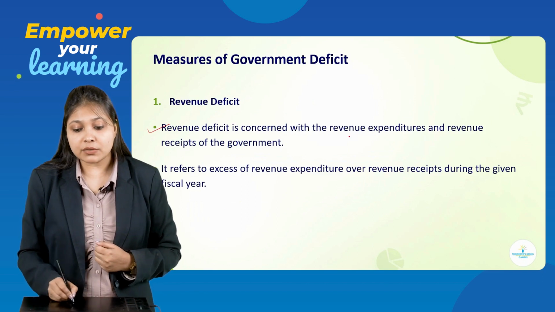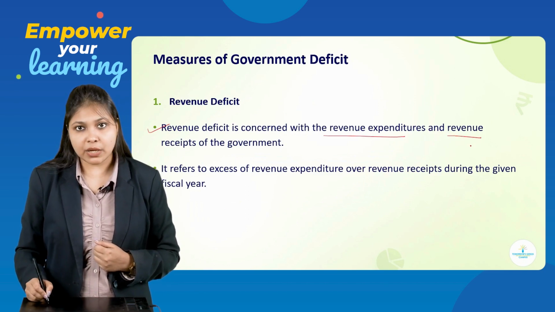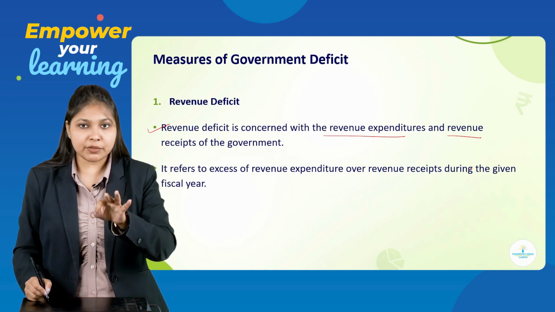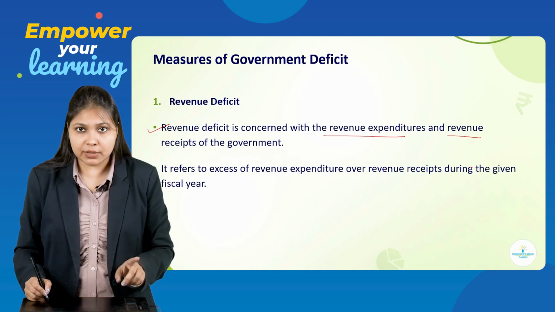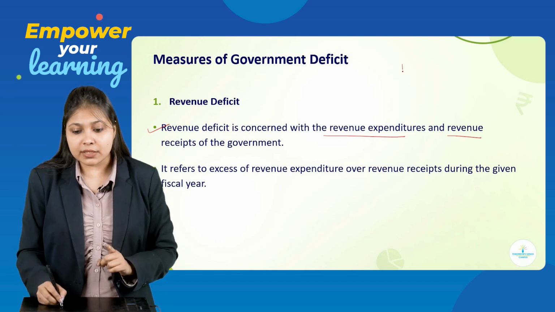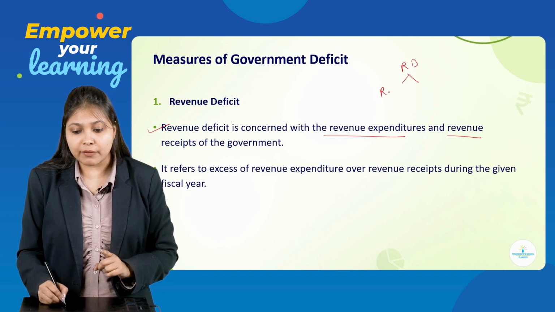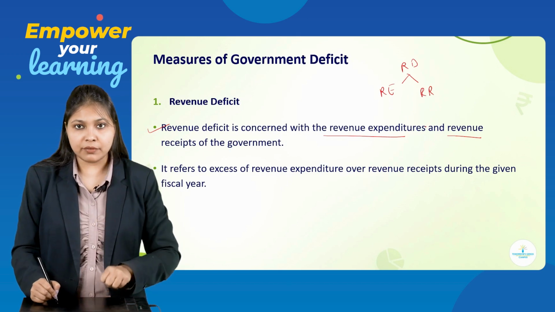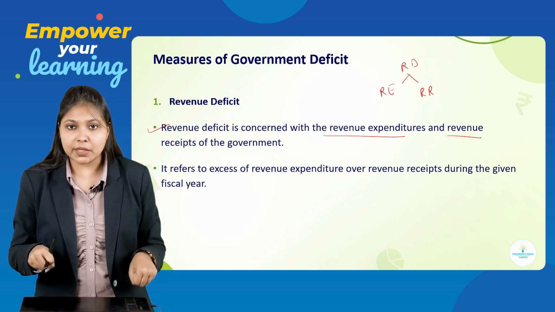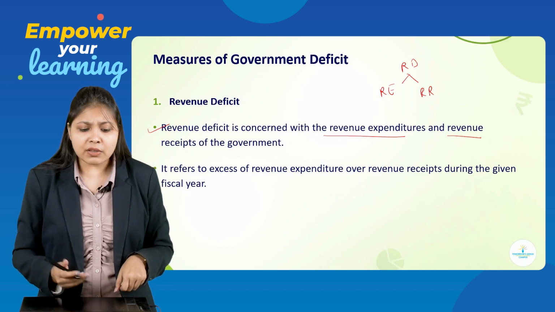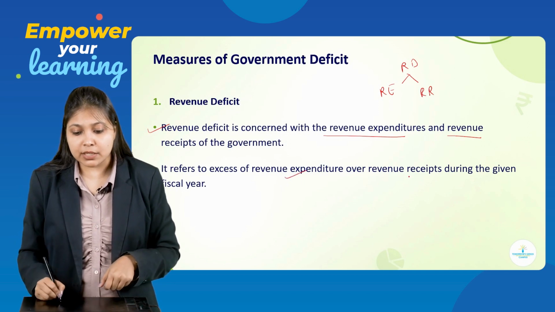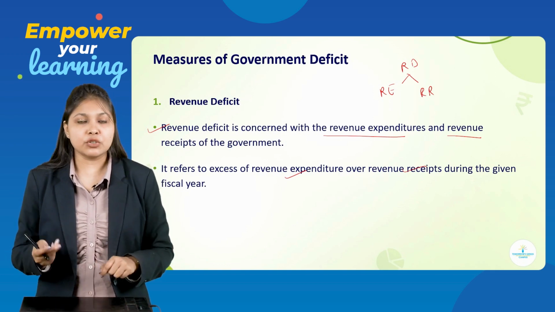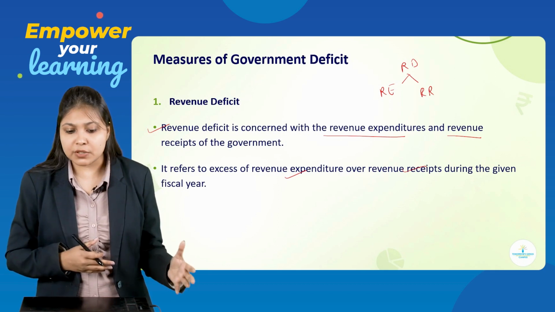Revenue deficit is concerned with the revenue expenditure and revenue receipts of the government. Whenever we talk about the deficit situation, I said there are three types. The first is revenue deficit, which deals with two things: revenue expenditure and revenue receipts. This refers to the excess of revenue expenditure over revenue receipts during the given fiscal year. A fiscal year is nothing but one financial year or accounting year, which is from 1st April to 31st March.